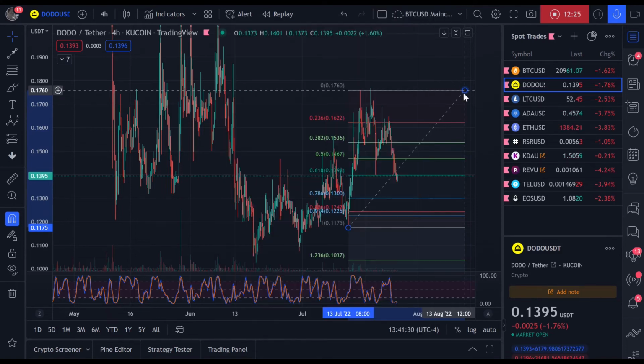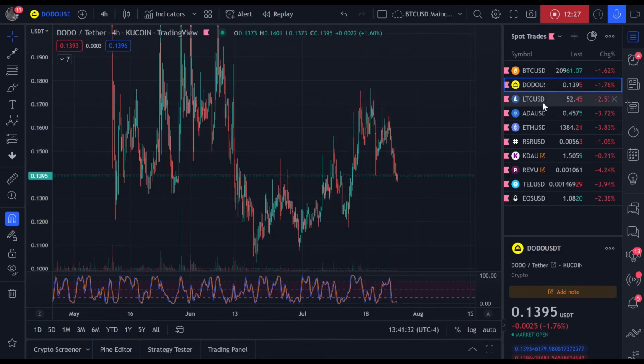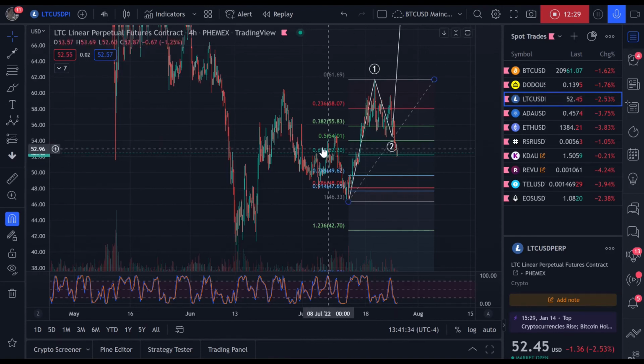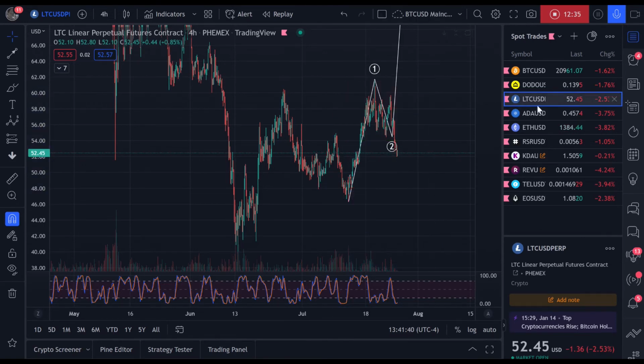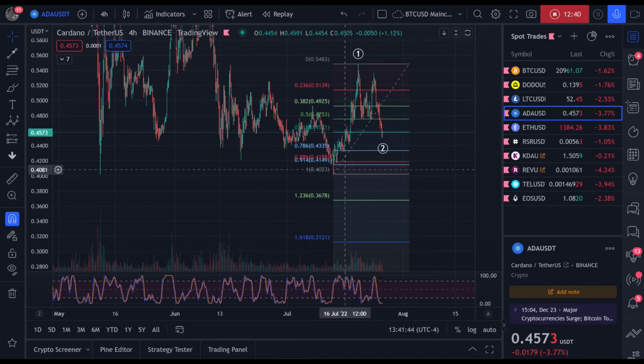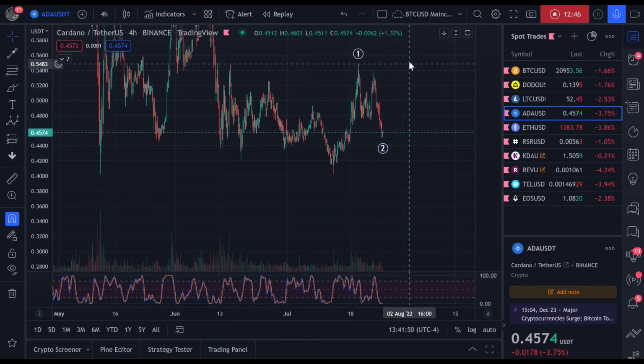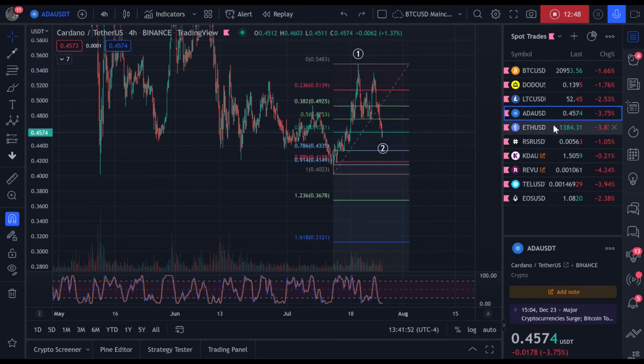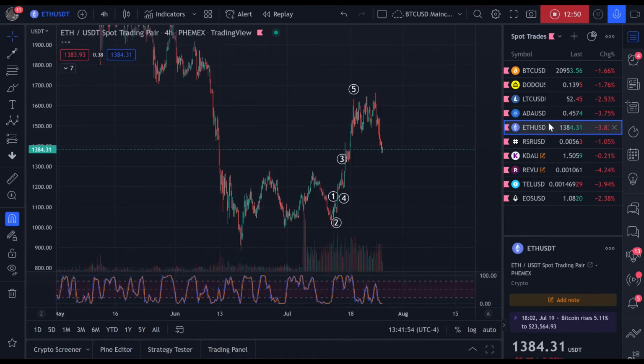So Dodo's on the 618, as we can see here. Litecoin, same thing. I have it already put in right on the 618, if this is indeed a wave 2. So you see it across the market: these retracements that are hugging the 618, the golden mean, where your wave 2 retracement shouldn't go beyond.